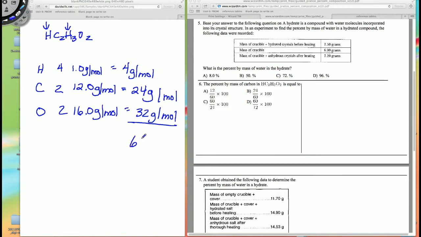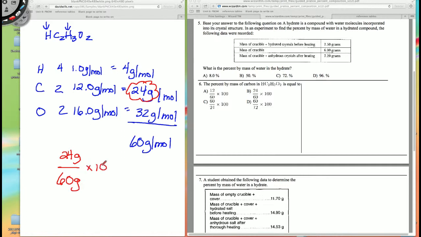Okay, we have 60 grams per mole. That's the total. 32 plus 24 plus 4. So my total mass is 60. And my part is 24 grams per mole. So my part is 24 grams per mole, and my whole is 60 grams per mole.